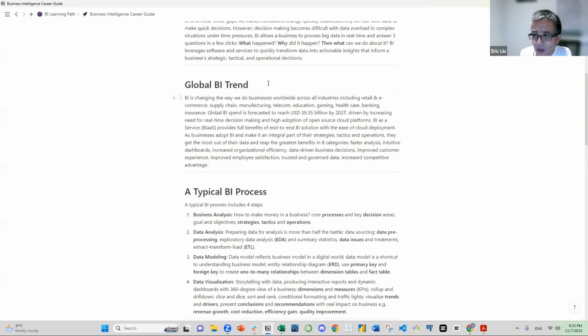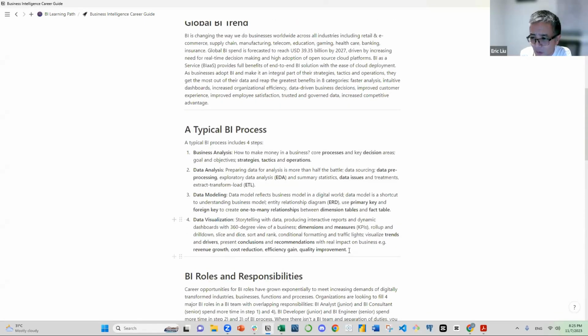Why BI and global BI trend. I really want to take you through this. The typical BI process. Okay. A typical BI process includes 4 steps. The first is business analysis, and then data analysis, data modeling, data visualization. And data visualization could be another word for business intelligence. So you can see that this process starts with business analysis, and it ends with business intelligence.